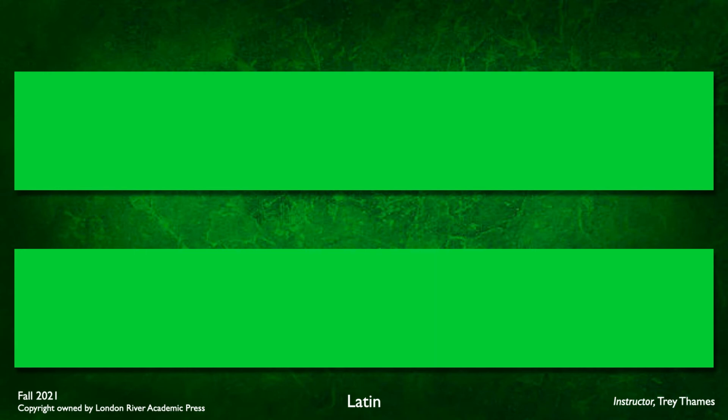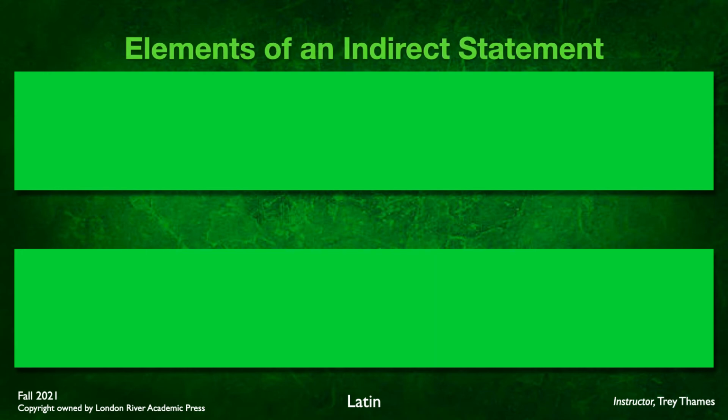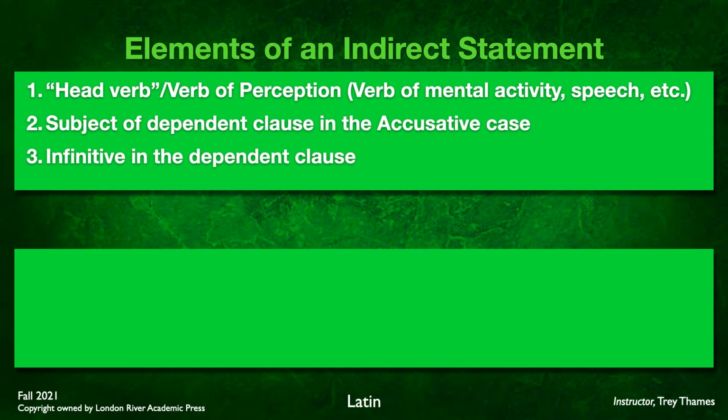Here are the elements of an indirect statement. Number one, we're going to have a head verb or a verb of perception. This is a verb of mental activity, speech, etc. You're also going to have a subject of this dependent clause in the accusative case. And then thirdly, you will have an infinitive in the dependent clause.